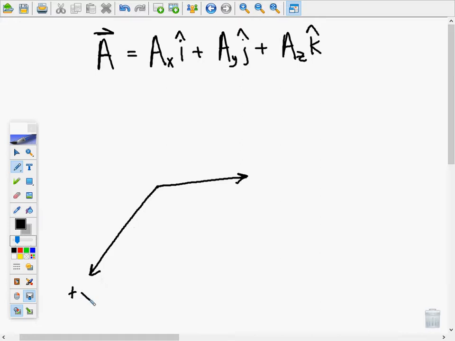I'm going to let this be my positive x-axis. This is going to be my positive y-axis. And then straight up is going to be positive z. Notice it is a right-handed coordinate system because if I put my hand in the direction of x, curl it in the direction of positive y, my thumb points in the direction of positive z.